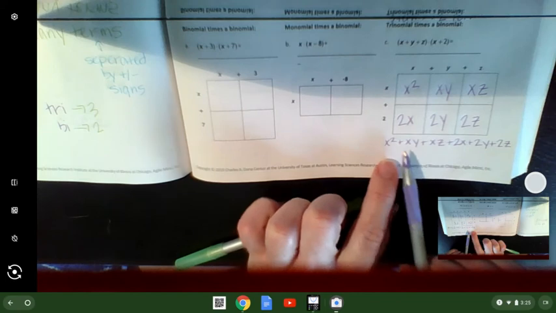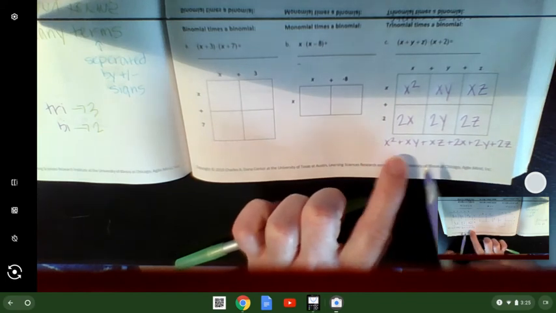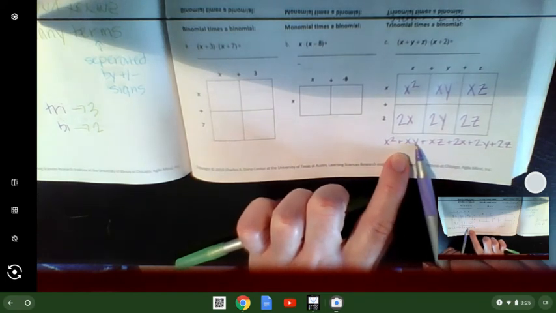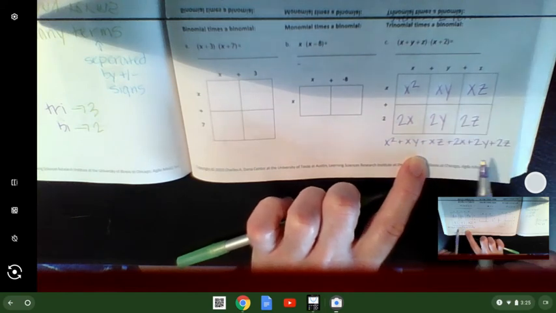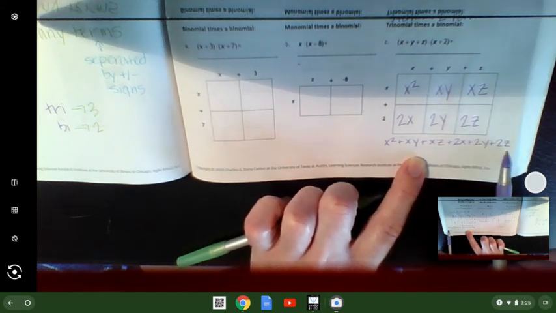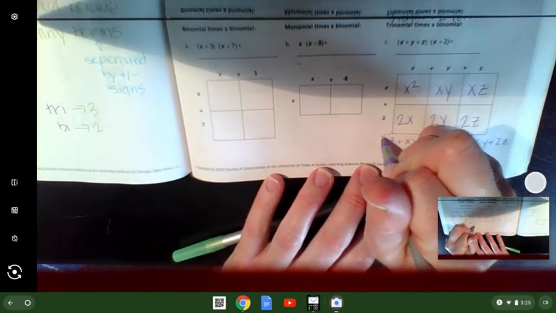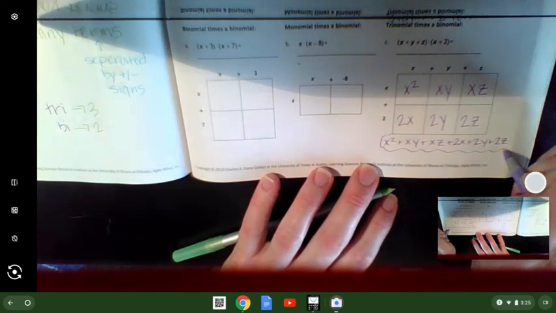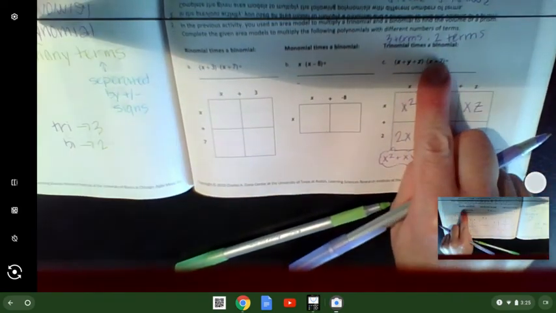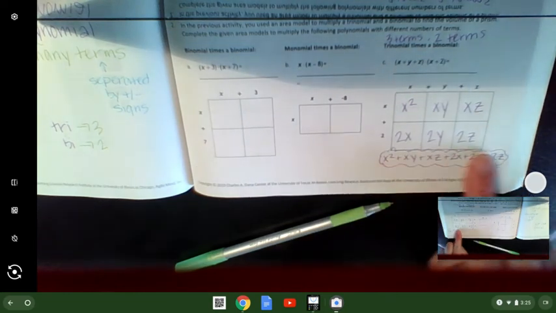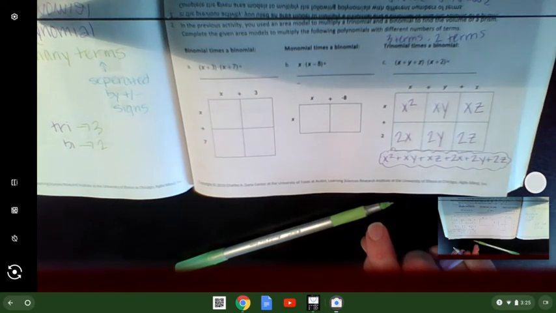So if I look around, there is nothing else that just has an x squared. There's nothing else that has an x and a y. There's nothing else that has an x and a z. Nothing else that's just an x. Nothing else that is just a y. Nothing else that is just a z, which means there's no adding we can do, which means we are done. We have multiplied this trinomial, these three terms, by this binomial, these two terms, and that is our final answer.